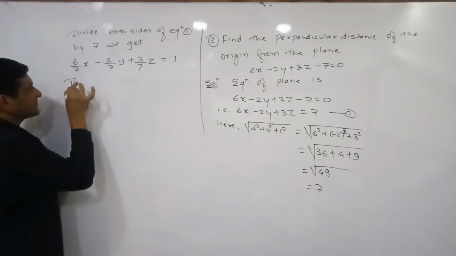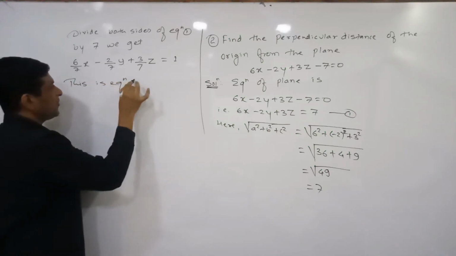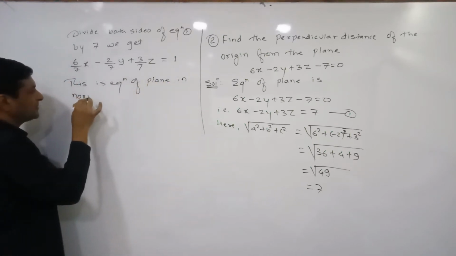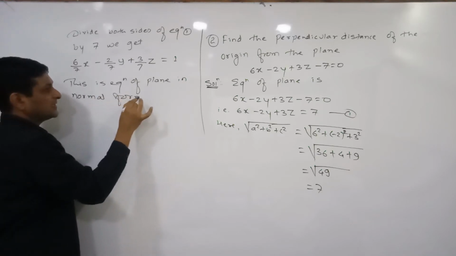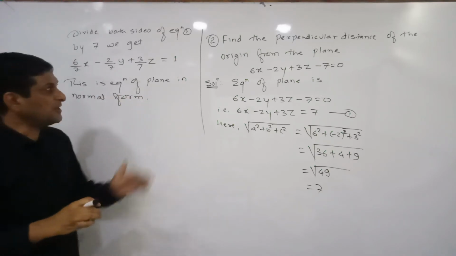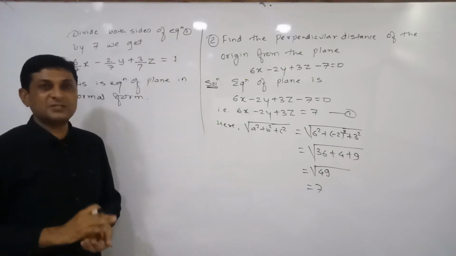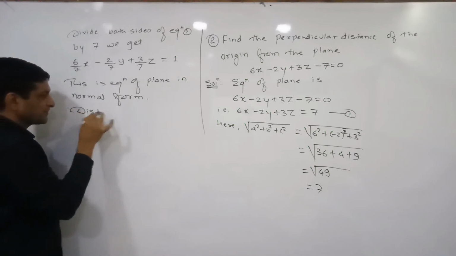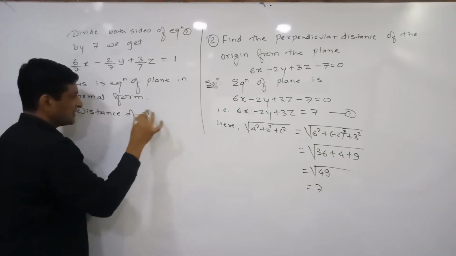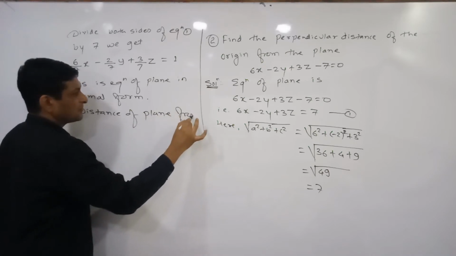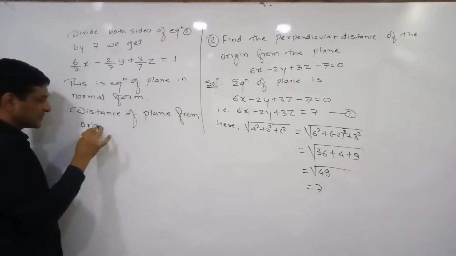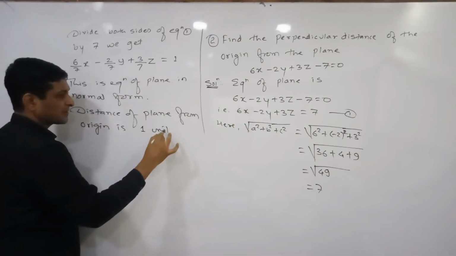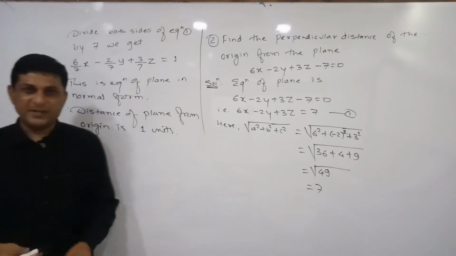So this is the equation of plane in normal form. And if the equation of plane is in normal form, the value on the right hand side is nothing but the distance of the plane from the origin. So therefore the distance of the plane from origin is 1 unit. And that is the value which we have to find out here.